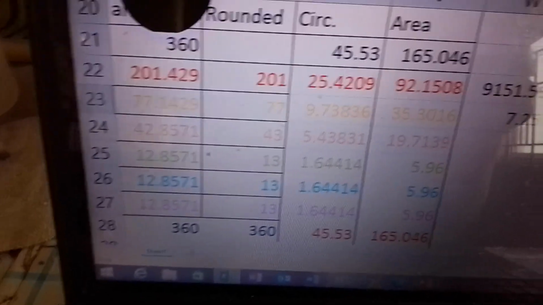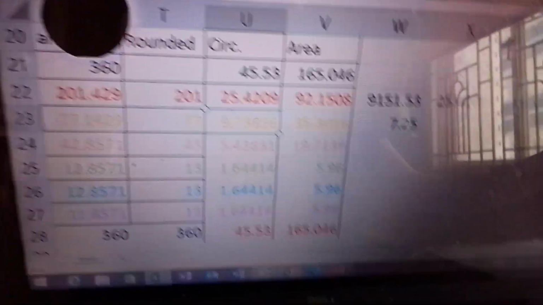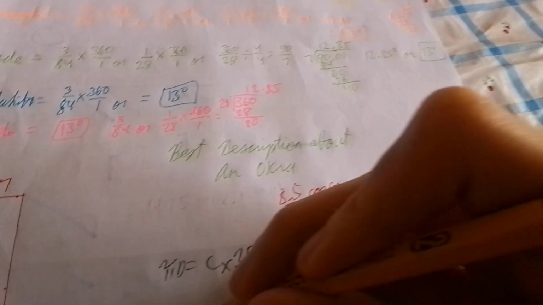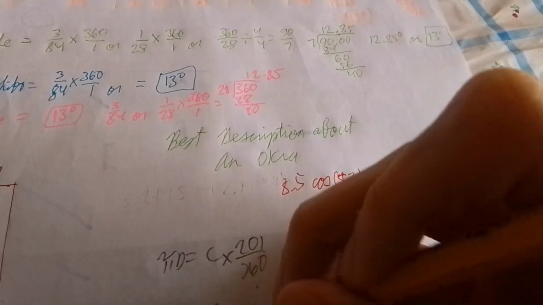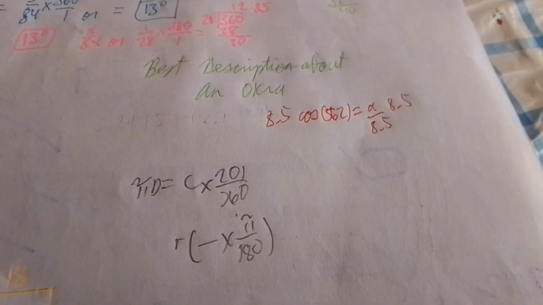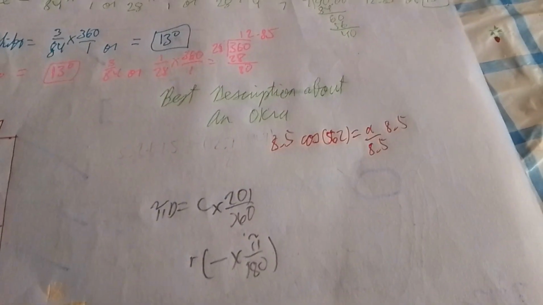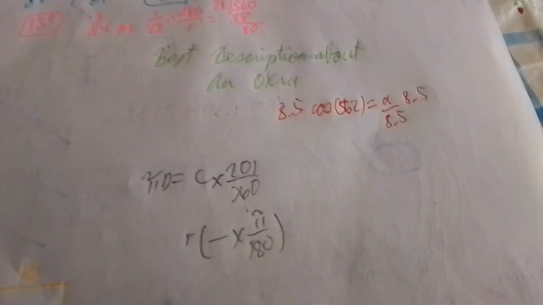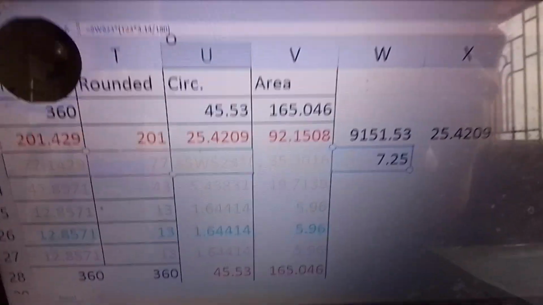Ang ginawa ko dito ay yung radian formula. Di ba remember yung radian formula ay ito? Radius times the specific angle that you want times pi divided by 180. And the radius is 7.25. So the specific angle that I want is 77. So that's the formula that I did. So yun po talaga yung ginawa ko dito. Okay?